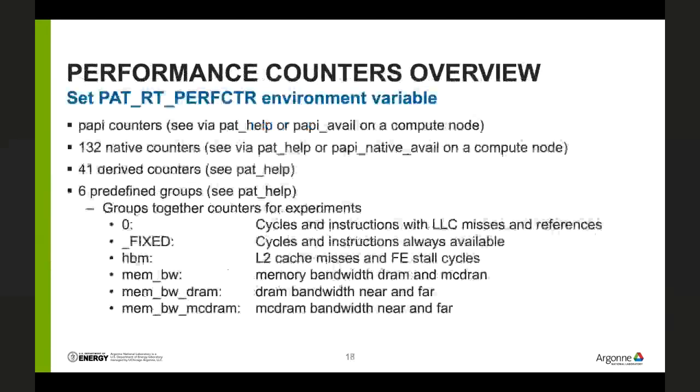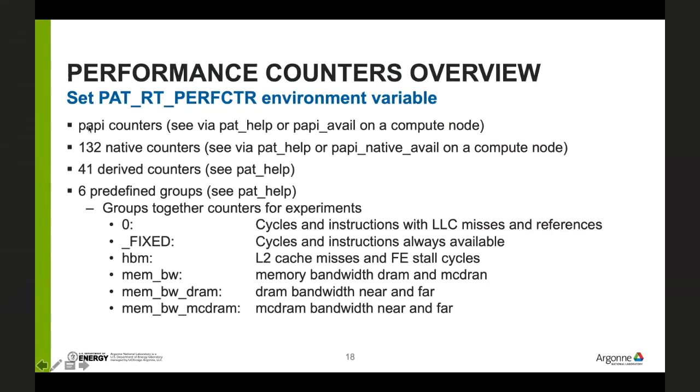For example, for the performance counter for the processor, you can use PAT_RT_PERF_CTR. Using this environment variable, you can specify which hardware counter you want to get. On Theta, we have four types of hardware counters: PAPI counters, native counters, derived counters, and predefined groups.